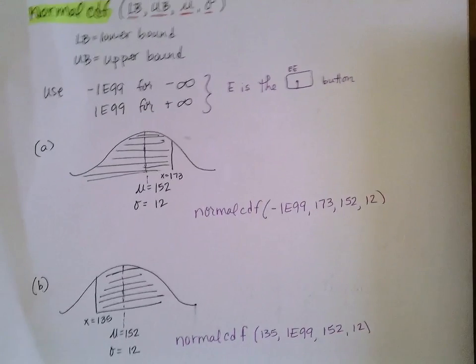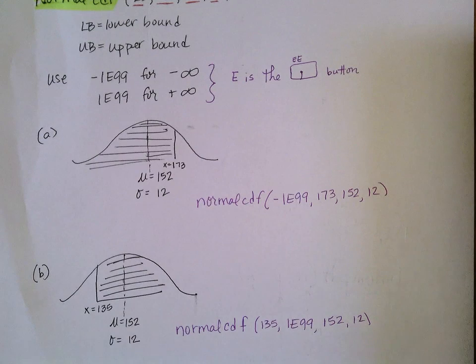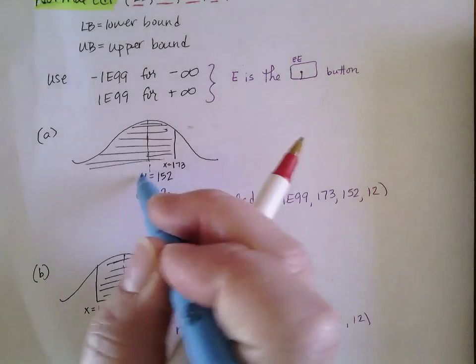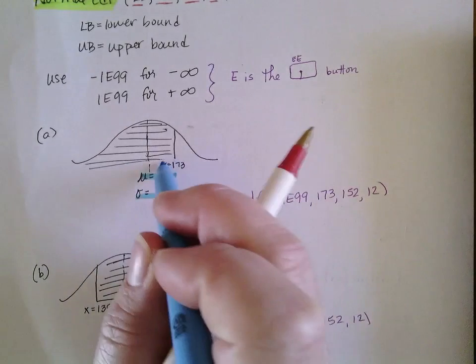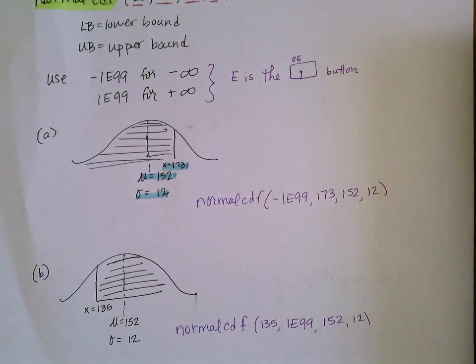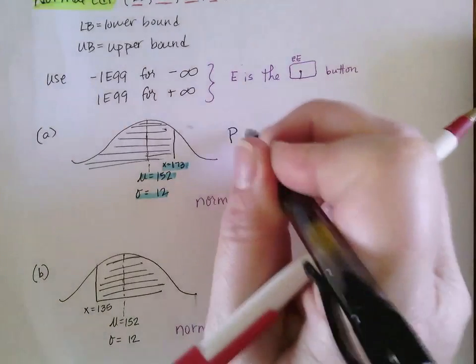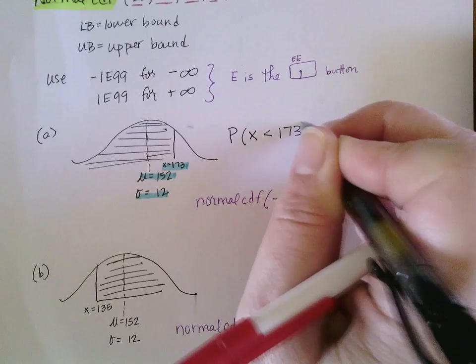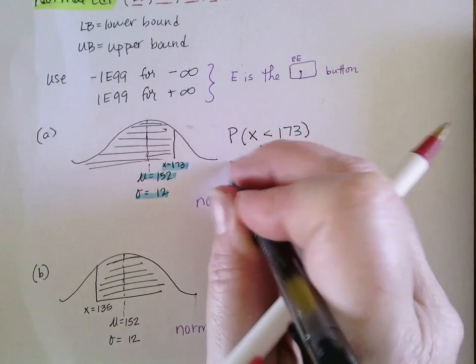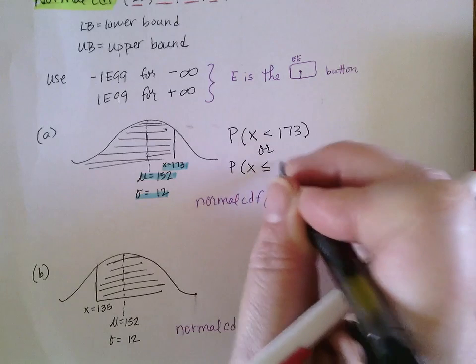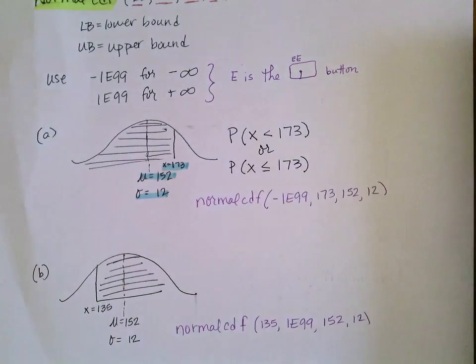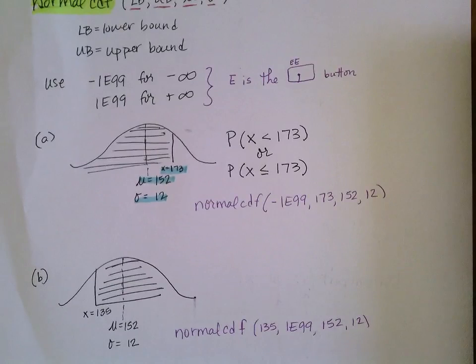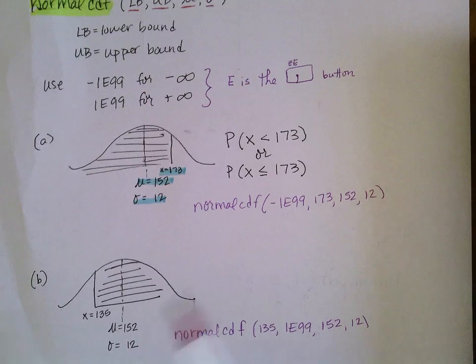I would always have the students draw the normal distribution, label both the mean and standard deviation, and the x value that they're trying to find. So in this particular case, they were looking for the probability that an individual is less than 173, or we could also be looking for the probability that an individual was less than or equal to 173. Either of those are going to give me the exact same answer, since there's actually no probability for equal to 173, since this is continuous data.